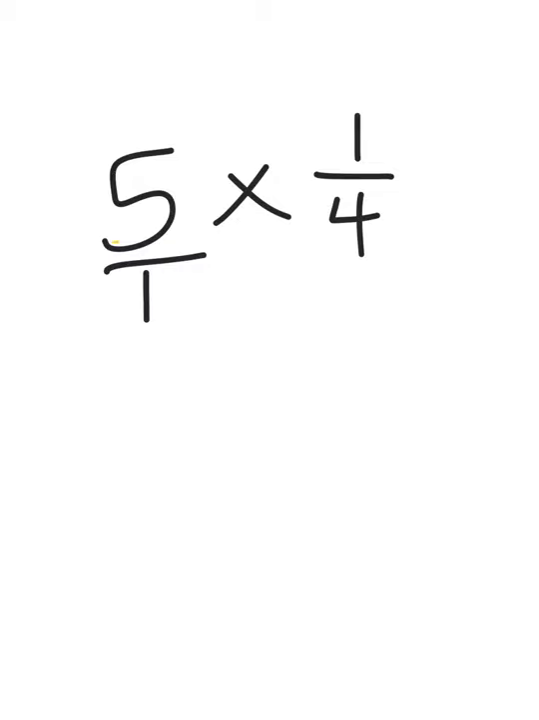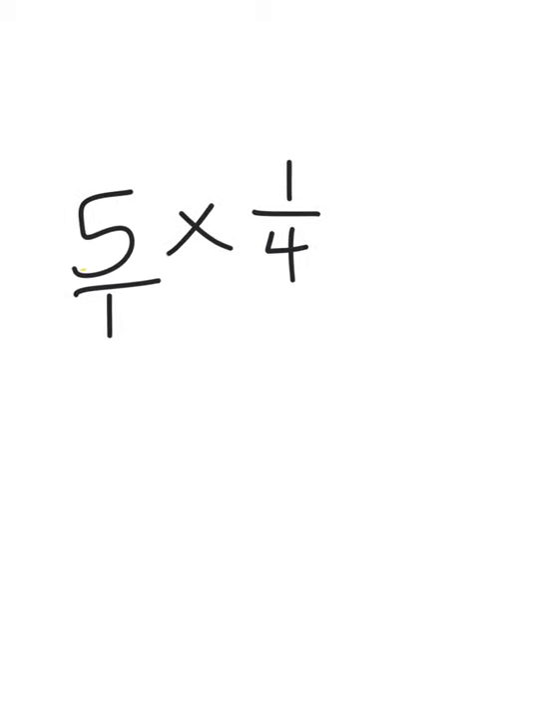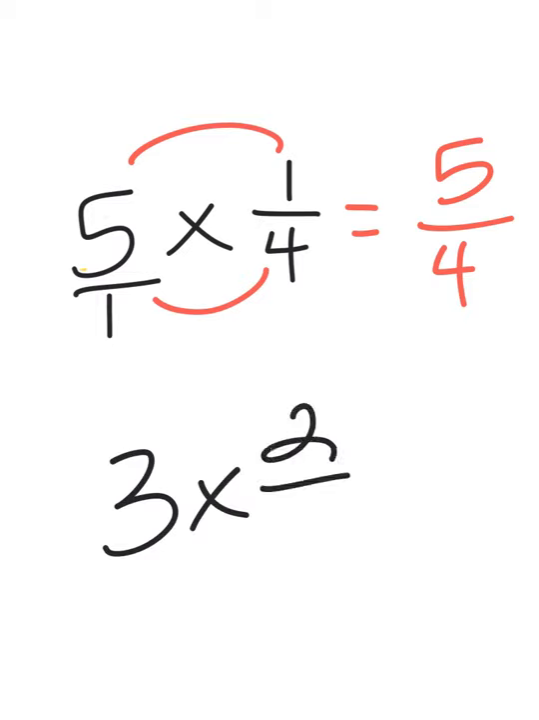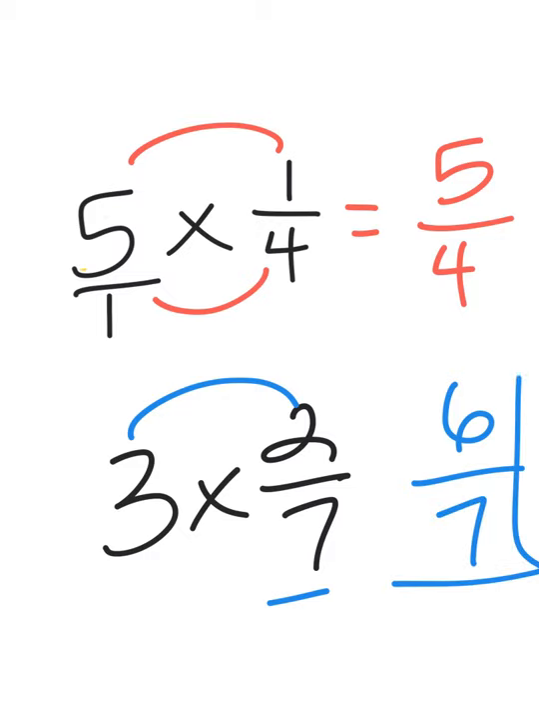When you multiply fractions, you're just multiplying top to top and bottom to bottom, like we talked about in the notes. So 5 times 1 is 5, and 1 times 4 is 4. Now, if you have a whole number times a fraction, let's just shorten that step. You don't even need to put it over a 1. You're just multiplying the whole number times the numerator and then putting it over the denominator. So 3 times 2 is 6, and the denominator is 7. Okay? Super easy.